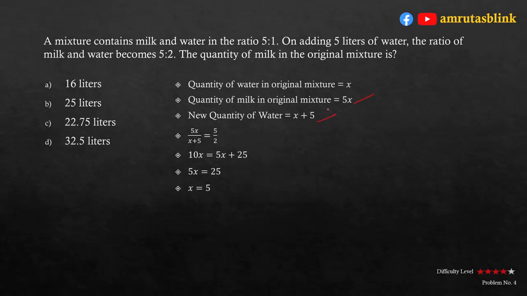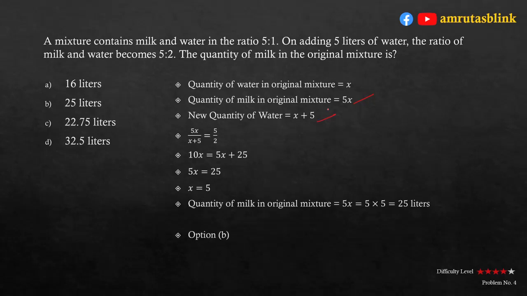So now x = 5, that means the quantity of water in the original mixture was x. But what is being asked in the question is the quantity of milk in the original mixture, which is nothing but 5x. So 5 into 5 is 25 liters. So the quantity of milk in the original mixture was 25 liters, which is our answer, option number B.